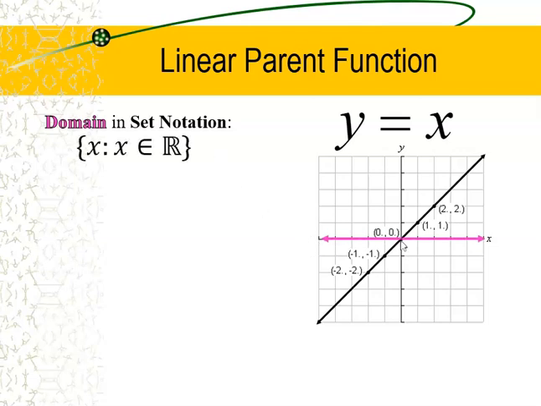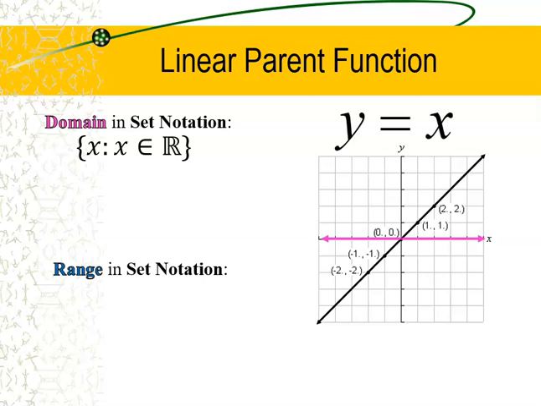So you'll notice here we have a little pink line to show that this goes left and right forever. You would write it {x : x ∈ ℝ}. That's what all real numbers looks like in set builder notation.